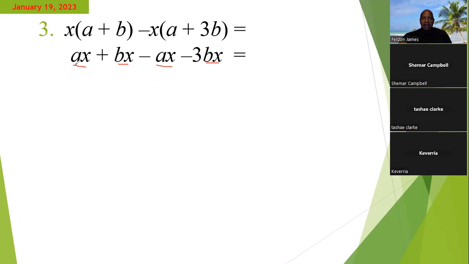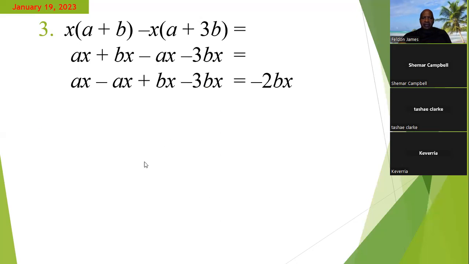So here we have a positive ax adding with a negative ax. So that's the same as saying ax minus ax gives you 0. So all that remains to be added now is bx minus 3bx. And in this case, we find the difference. So you take away 1 from 3, you get 2, you keep the sign of the larger one. So the answer will be negative 2bx. And so that's what the result will be.